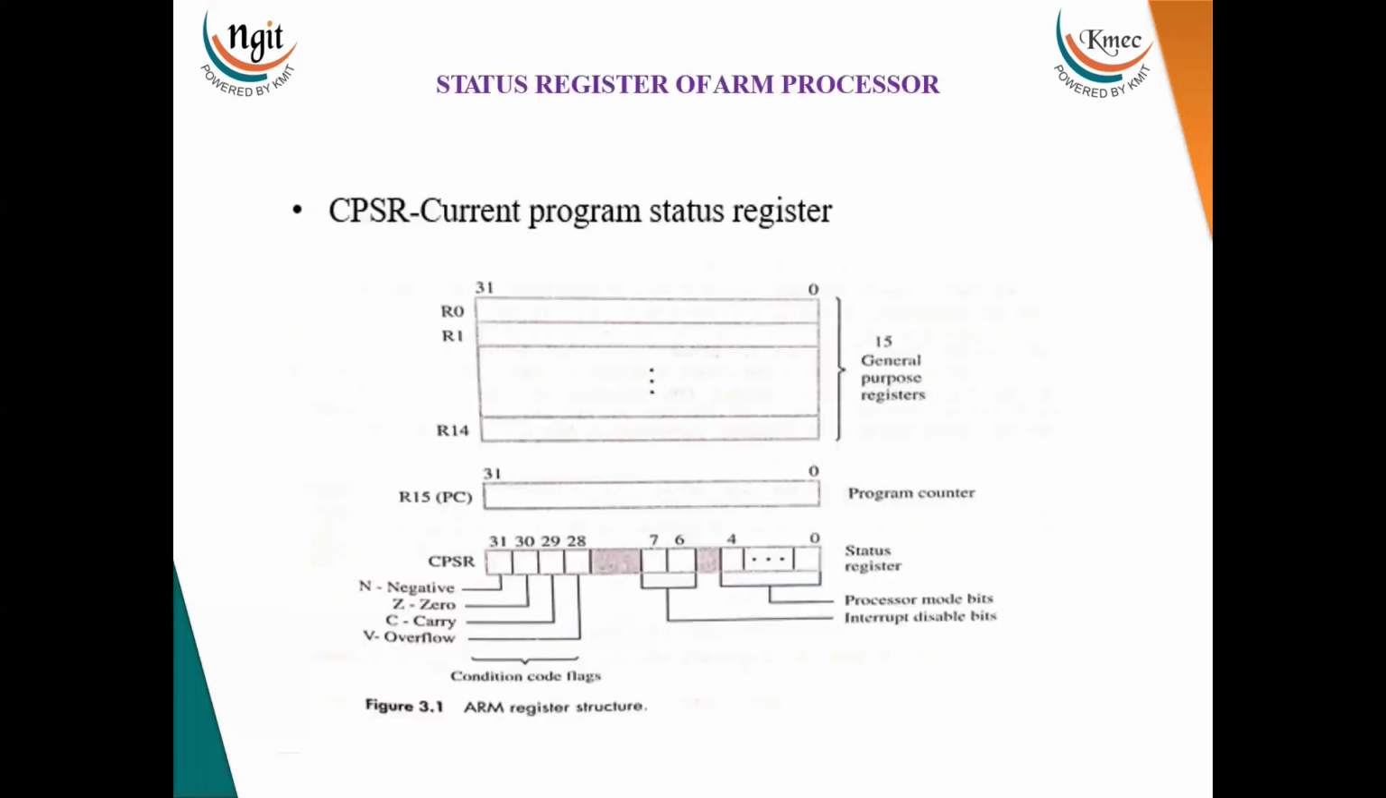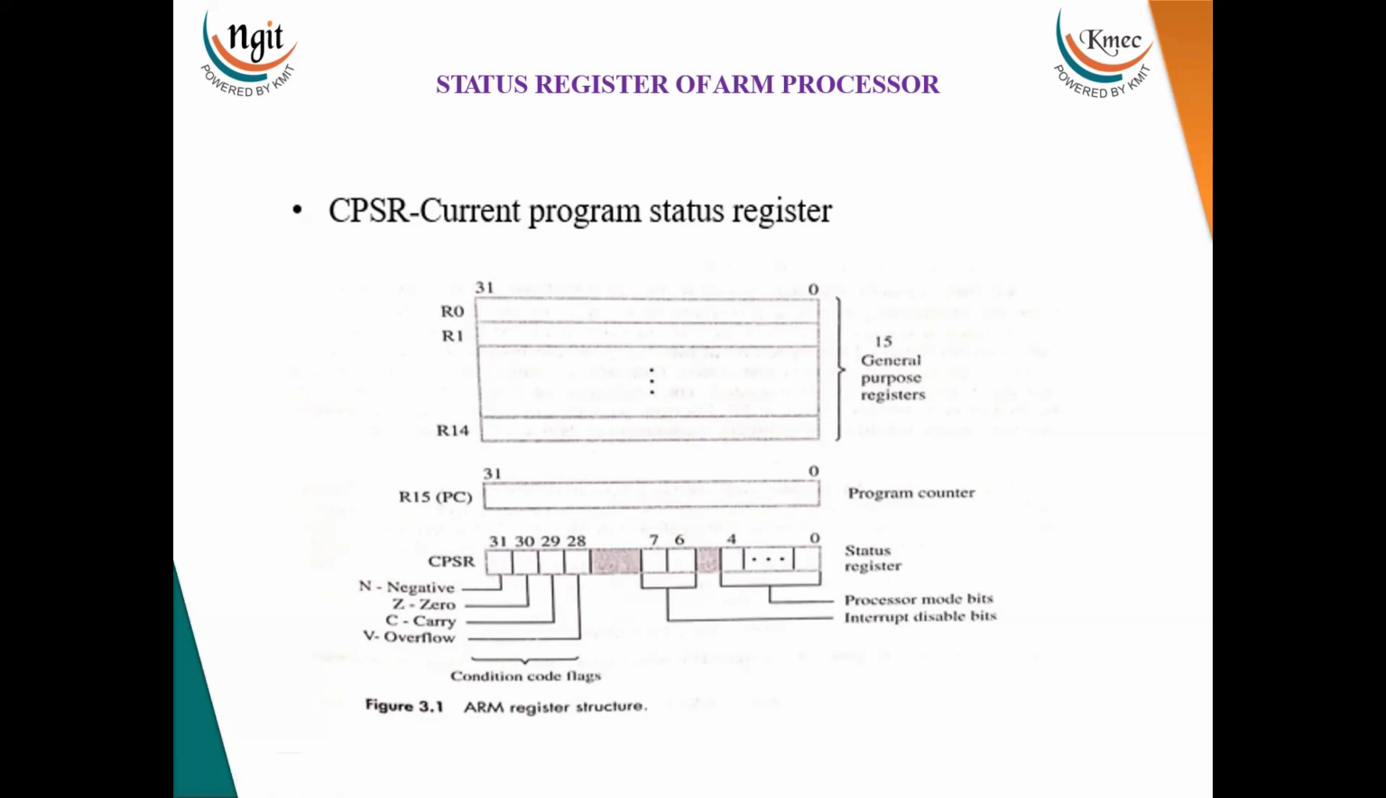Now if we see here, this is the register structure of the ARM processor. 0 to 31 means a total of 32-bit length registers are available, and R0 to R14 means a total of 15 registers are general purpose registers, and R15 is the program counter register. Along with this, one more status register, CPSR. CPSR means current process status register. Now in this, 0 to 4 means a total of 5 bits are indicating the processor mode.